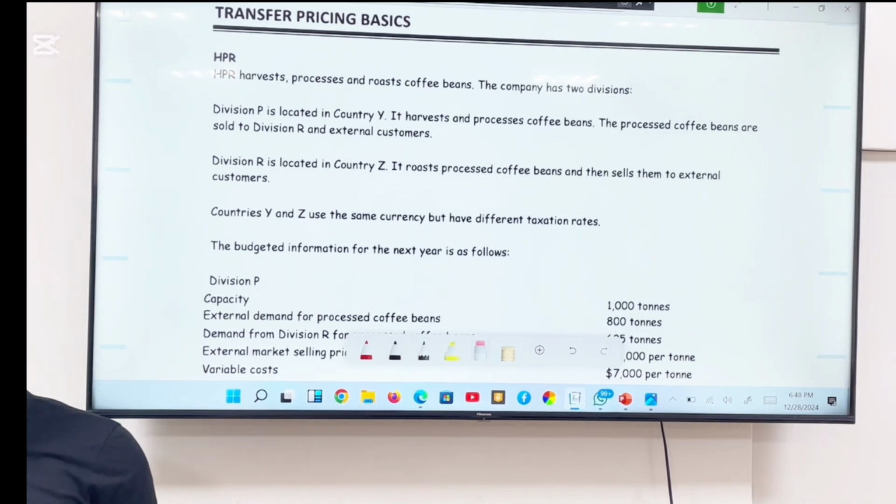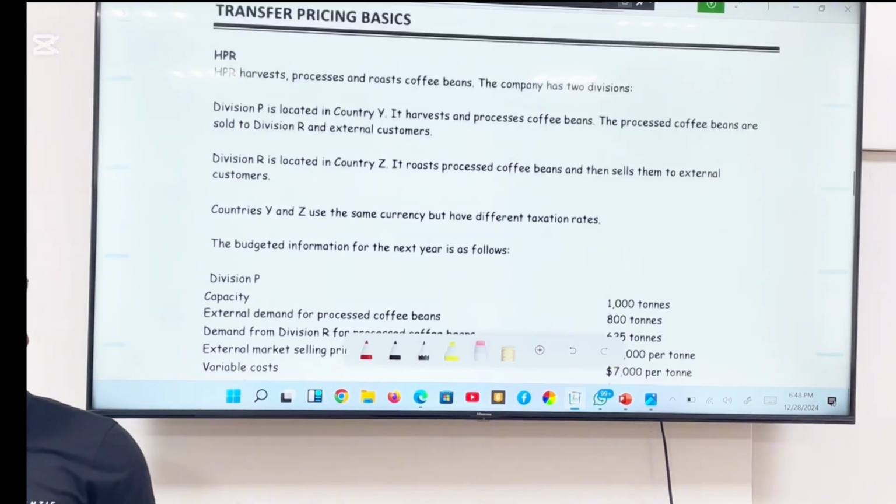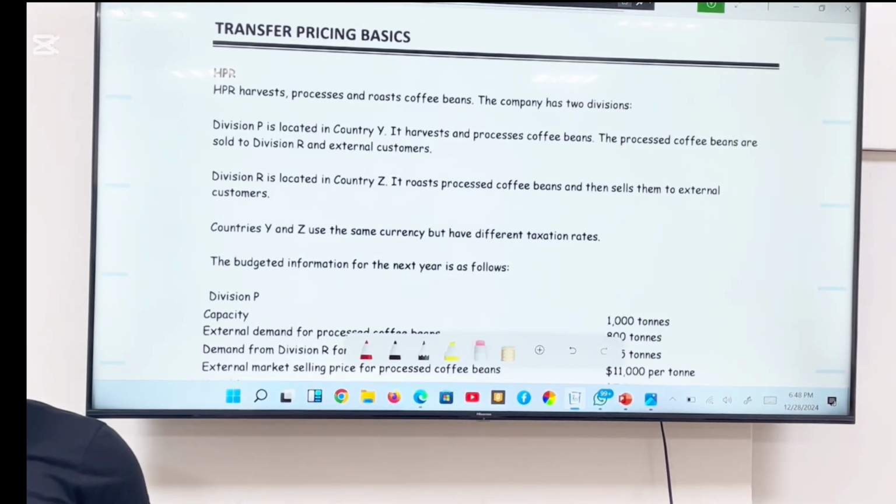The company has two divisions. When we were talking from the basic knowledge of transfer pricing, we said for transfer pricing to exist, there must be at least more than one division, right? So division P is located in country Y. It adverse and processes coffee beans.